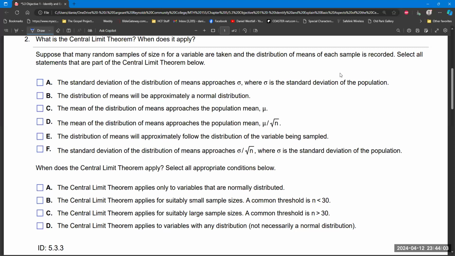It's not A. The distribution of means will be approximately a normal distribution. The mean of the distribution of means approaches the population mean mu, and the standard deviation of the distribution of means approaches sigma divided by the square root of n, where sigma is the standard deviation of the population, are the three things that we need to remember.